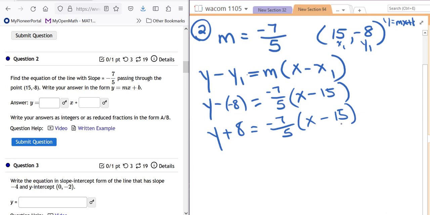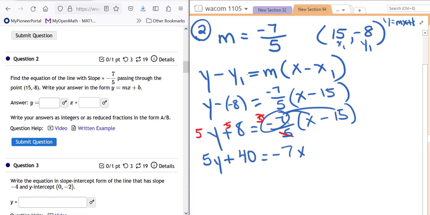All right, I would clear the fraction. I don't like to do math with fractions, so I'm going to clear this 5 out. So I need to multiply here by 5, here by 5, and here by 5. That will cancel it out. All right, so I have 5y plus 5 times 8 is 40 equals. Over here now, you have to take this -7 and distribute. So -7x plus 7 times 15, 105.